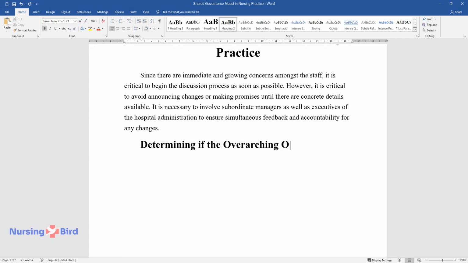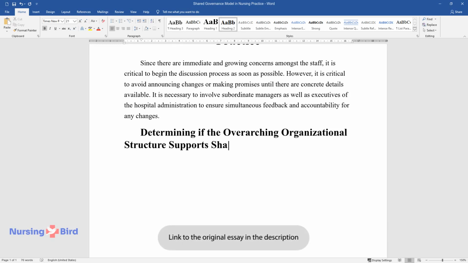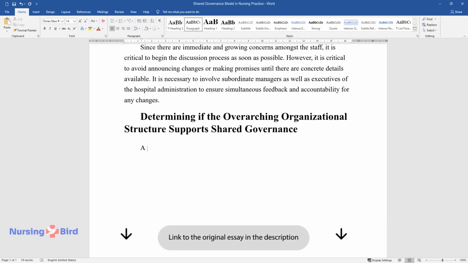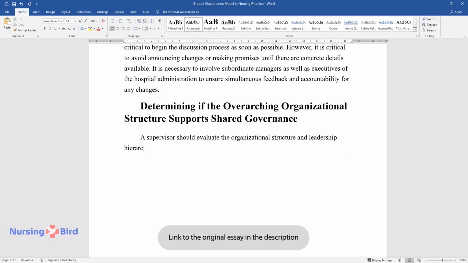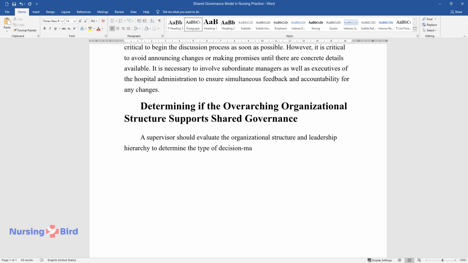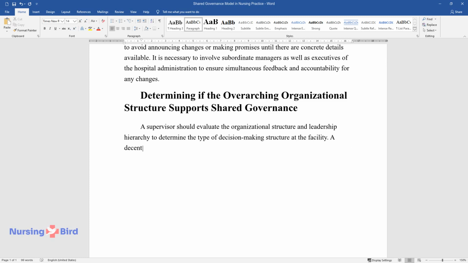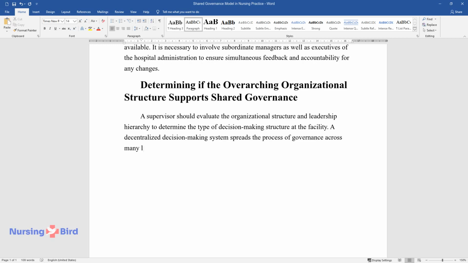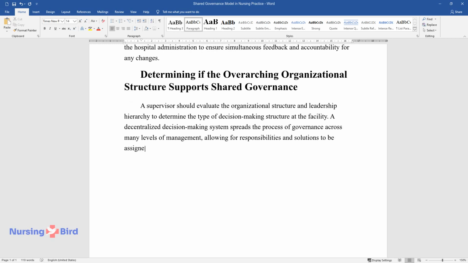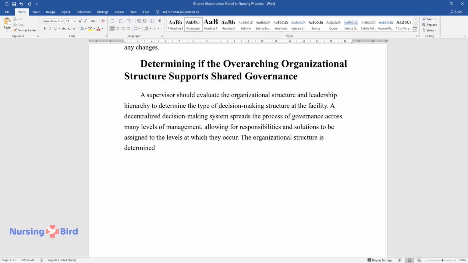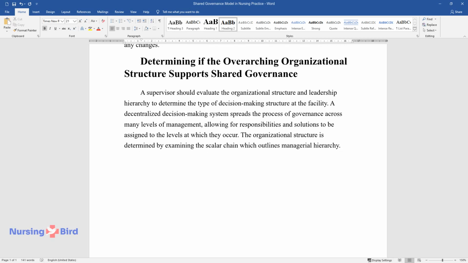Determining if the overarching organizational structure supports shared governance. A supervisor should evaluate the organizational structure and leadership hierarchy to determine the type of decision-making structure at the facility. A decentralized decision-making system spreads the process of governance across many levels of management, allowing for responsibilities and solutions to be assigned to the levels at which they occur. The organizational structure is determined by examining the scalar chain, which outlines managerial hierarchy.